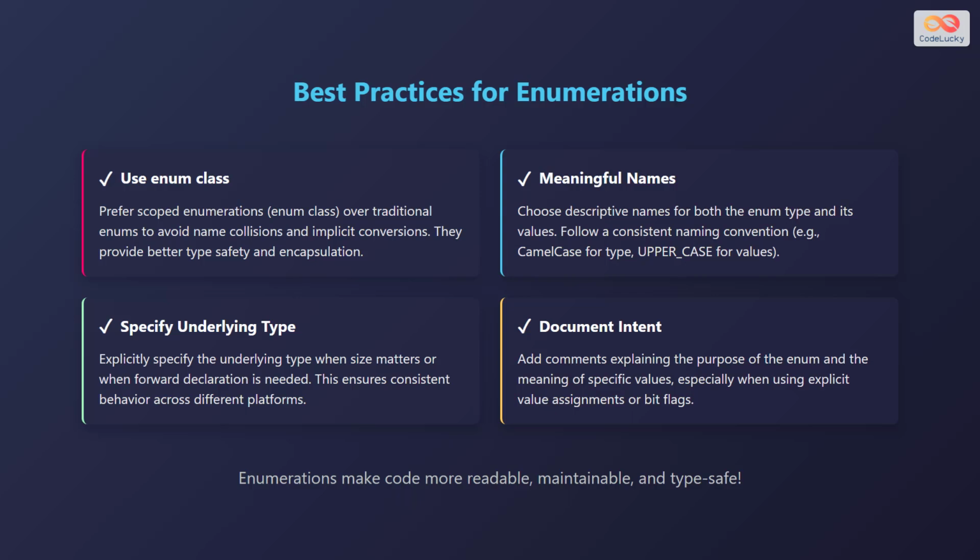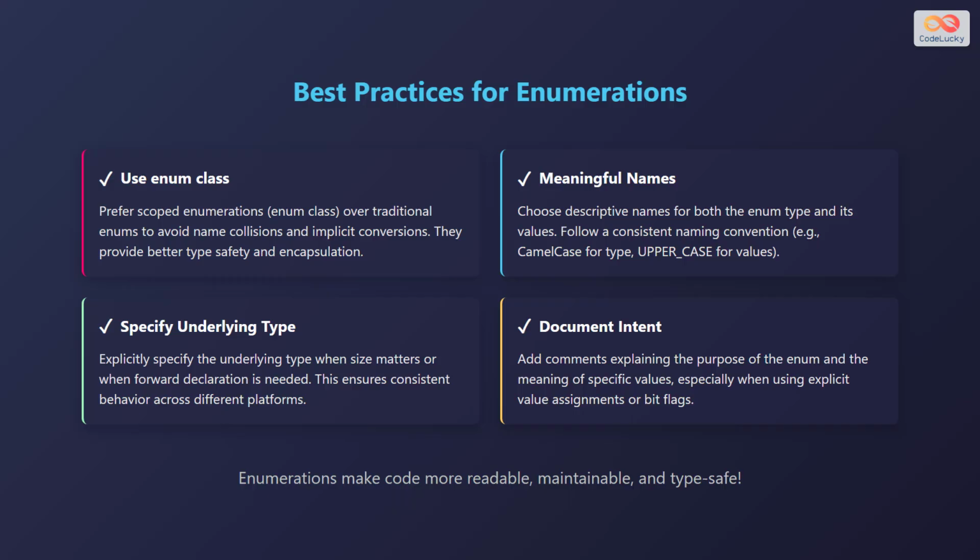Prefer scoped enumerations, enum class, over traditional enums to avoid name collisions and implicit conversions. They provide better type safety and encapsulation. Choose descriptive names for both the enum type and its values. Follow a consistent naming convention. For example, camel case for type, upper_case for values.